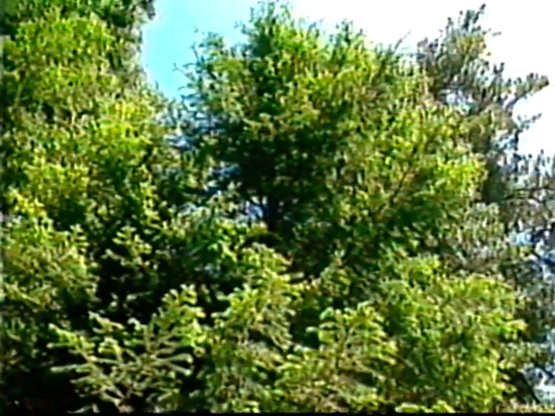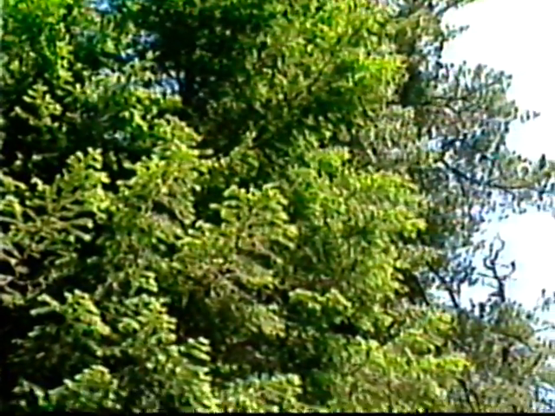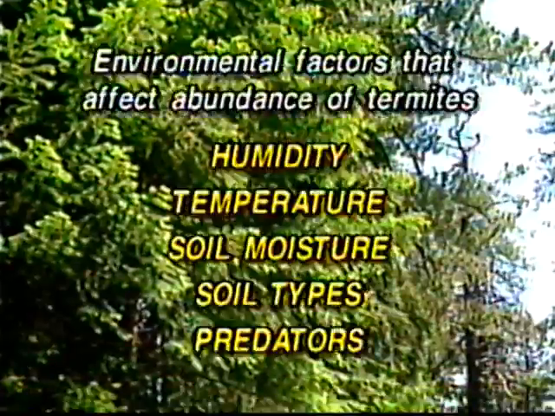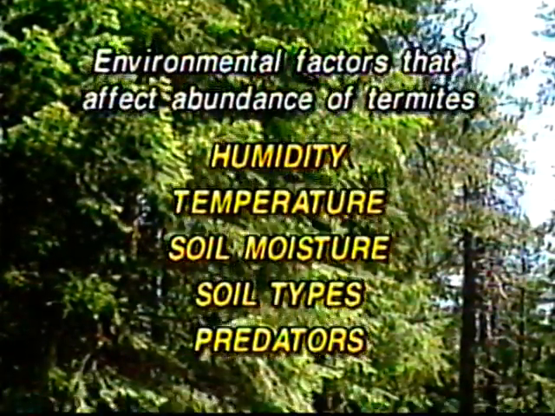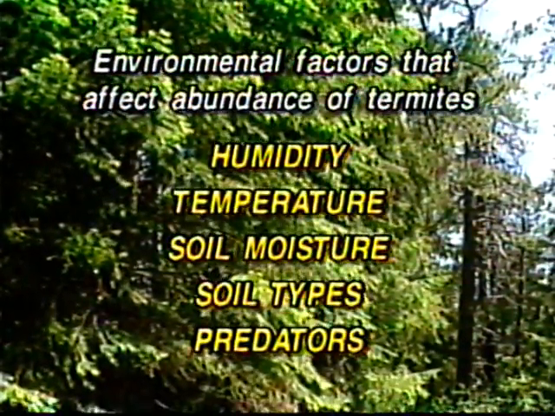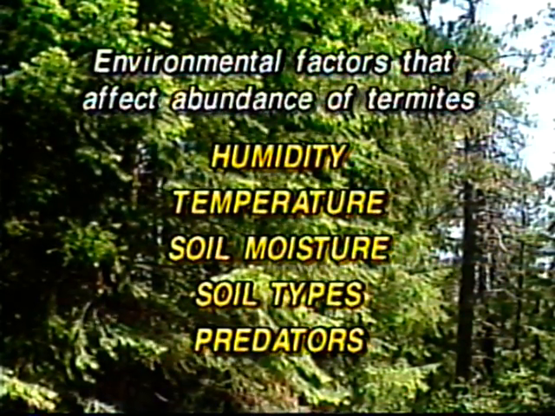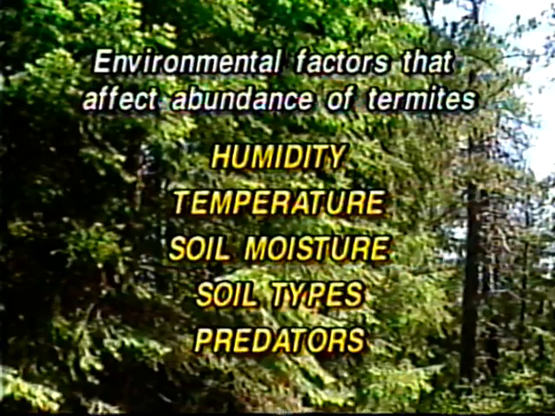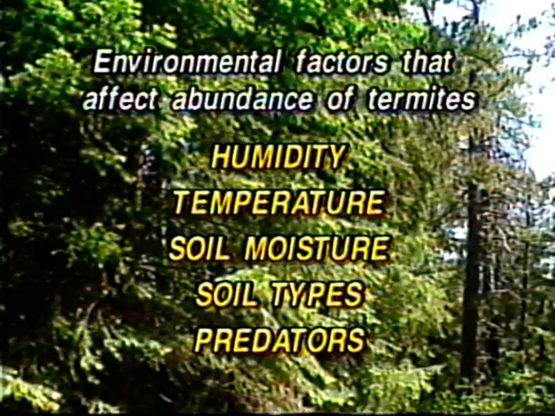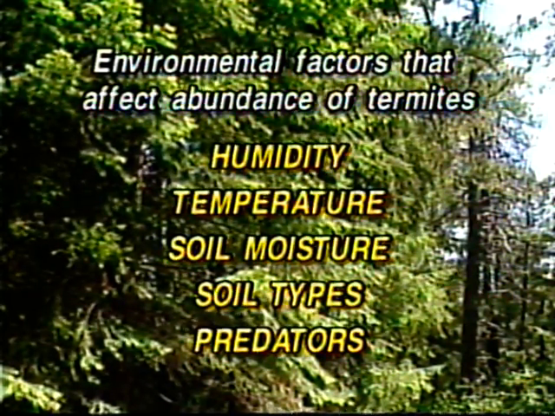There's a number of environmental factors that will influence the size of an individual termite colony. Some of those factors are things like humidity, temperature, soil moisture, soil types, also the number of different types of predators located around that individual colony. That will influence the number of termites you have. Usually it takes a year or two before you have enough termites in a given colony before they'll actually swarm.